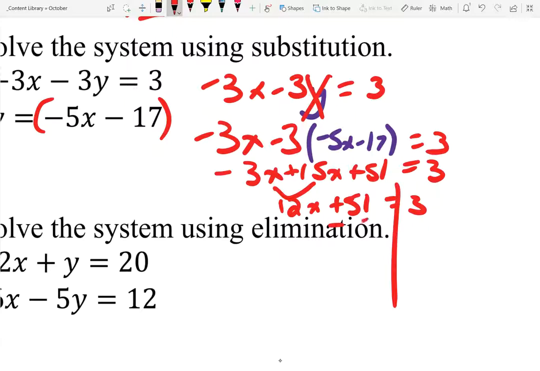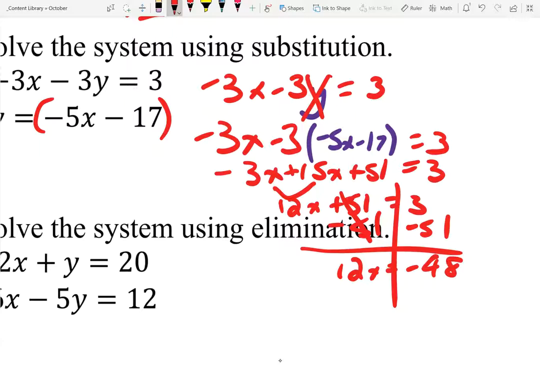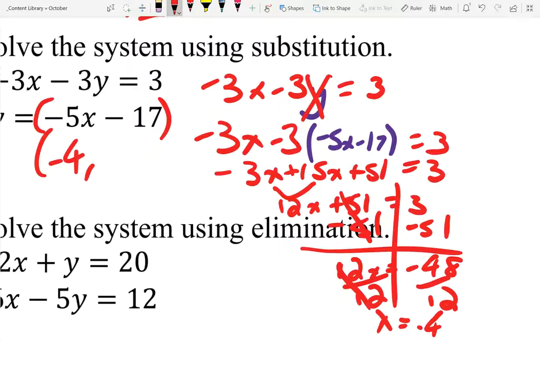So when I solve this, I'll subtract 51. I know it's kind of hard to see. I'm running over the letters there. So we have 12x equal to negative 48, and then just divide by 12. We have x equal to negative 4. But keep in mind, it's not the final answer, right? That's only the x value. You still have to plug this in to find the y value.